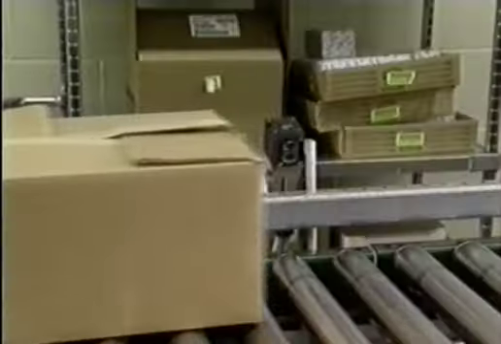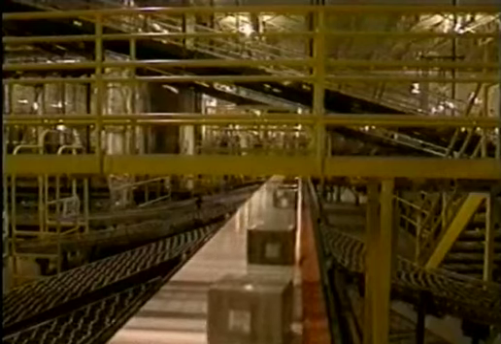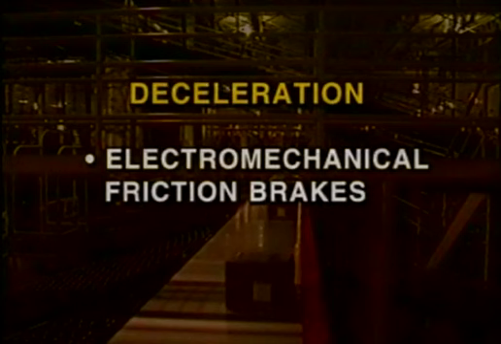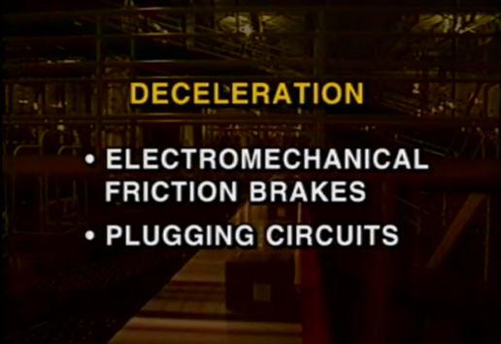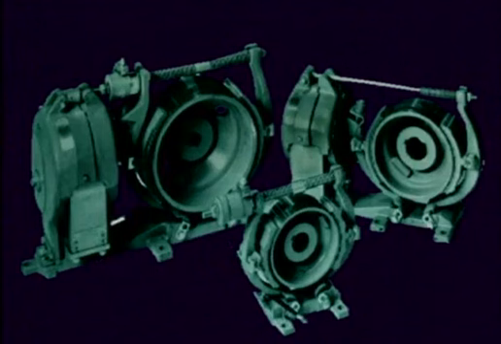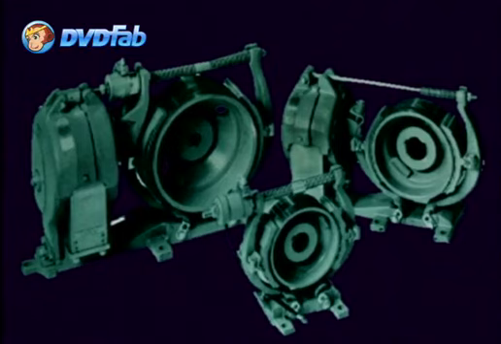Deceleration circuits are extremely important when a motor needs to be brought to a stop quickly. In AC motor controls, deceleration involves electromechanical friction brakes, plugging circuits, and electric braking. Deceleration of an AC motor to a stop can also be accomplished with electromechanical brakes, of which the most commonly used is the friction brake.